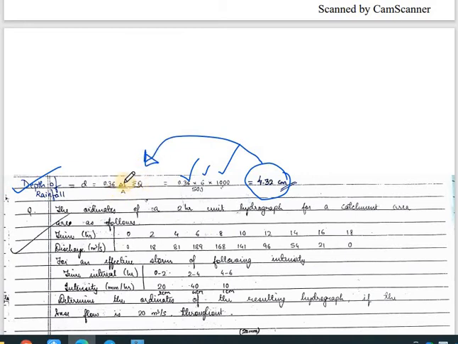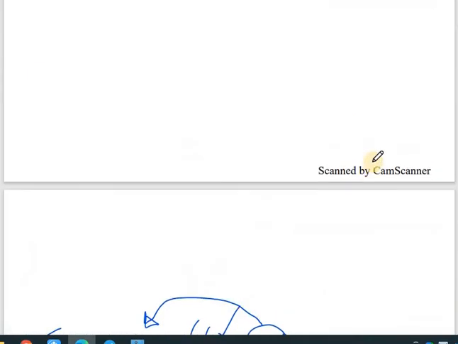0.36 delta T into summation of Q by area. 0.36 delta T is the interval, summation of Q is the total sum of your rainfall, and A is your area in kilometer square. So the final value of depth of rainfall is coming out to be 4.32 centimeter.